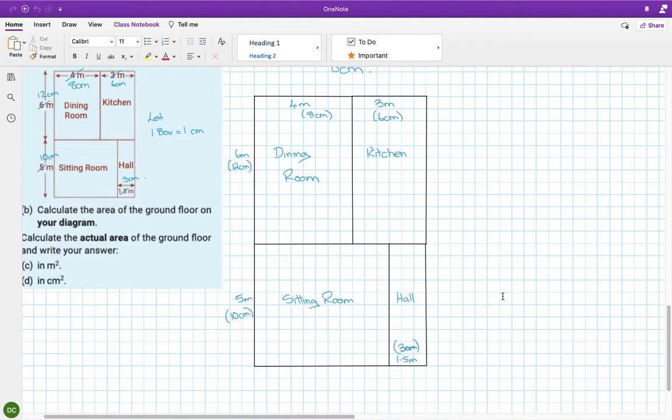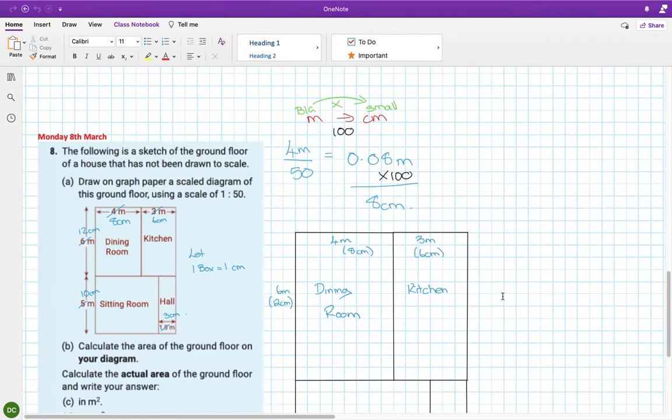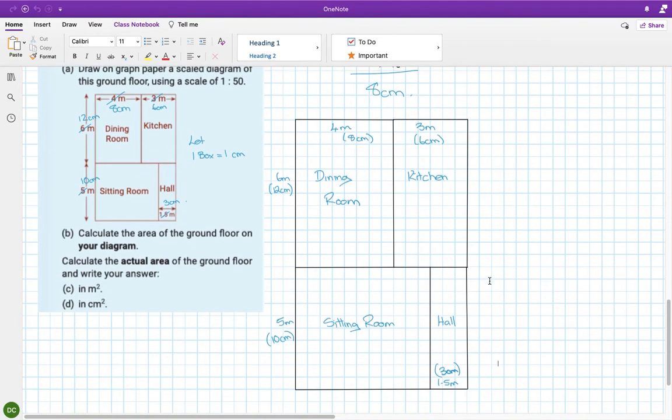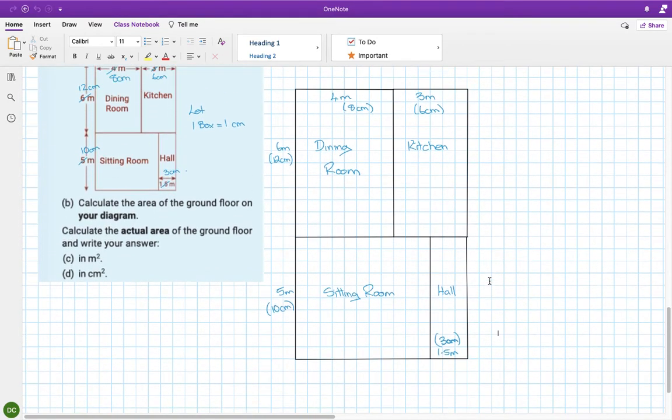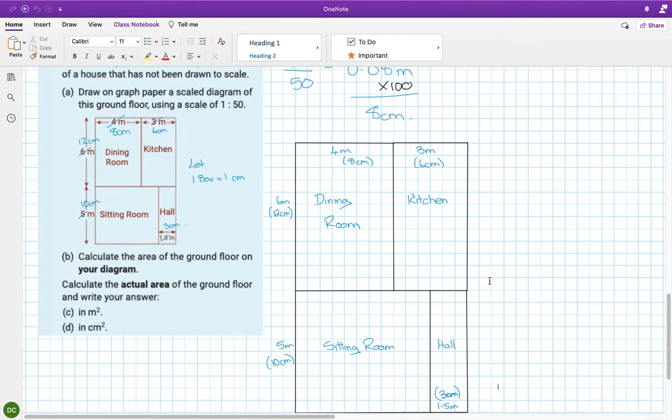Okay, so if I scroll out, there is your scale, draw on graph paper a scaled diagram of this ground floor using the scale 1:50. So I divided everything by 50 and I drew a perfect 2-scale diagram. That's part A. So part B.